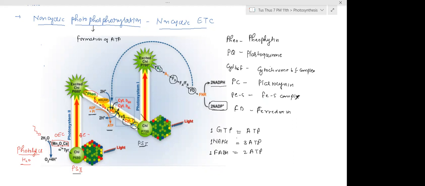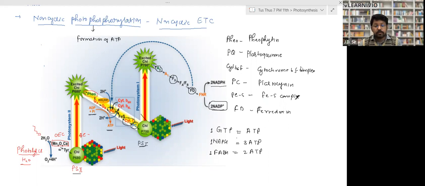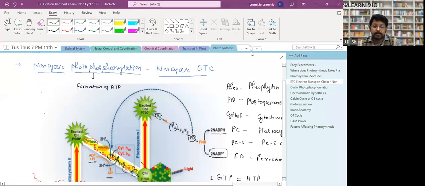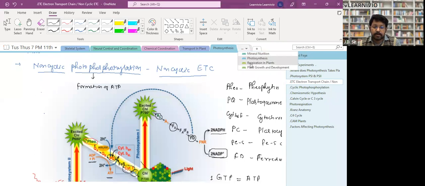Non-cyclic is more important. Definitely, I think they'll ask you non-cyclic, draw this non-cyclic electron transport chain or non-cyclic photophosphorylation, right, with the help of a diagram. So you are asking, what do you ask? Krebs cycle. So, Krebs cycle, respiration.